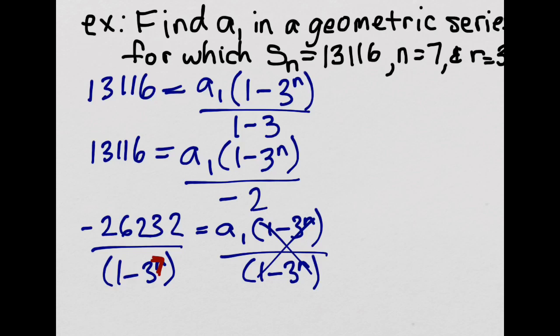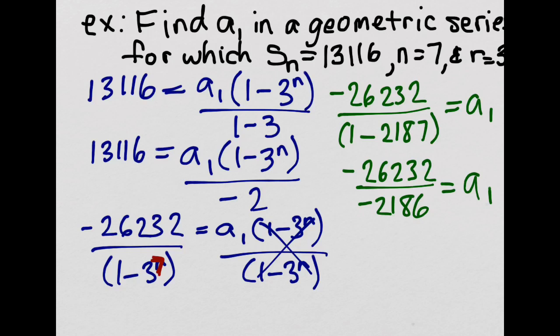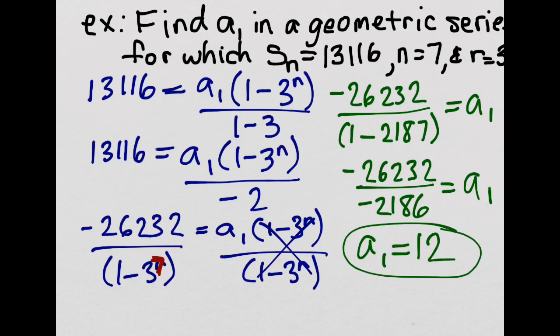So, let's see. 3 to the 7th power is 2,187. So let's change colors. So negative 26232 over 1 minus 2187 should be equal to the first term. Okay, 1 minus 2187 is negative 2186. Okay, let's compute that in our calculators. Alright, I got 12. So our first term is going to be 12. And again, I'm sorry about forgetting about this n equals 7 here. That was silly.